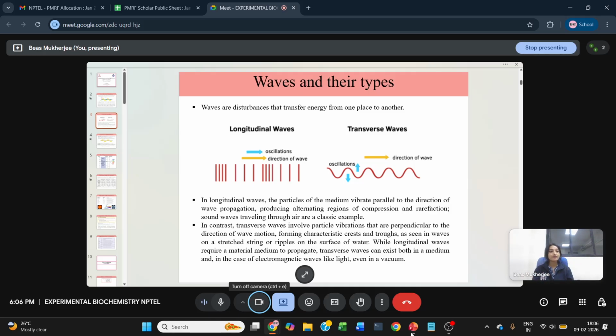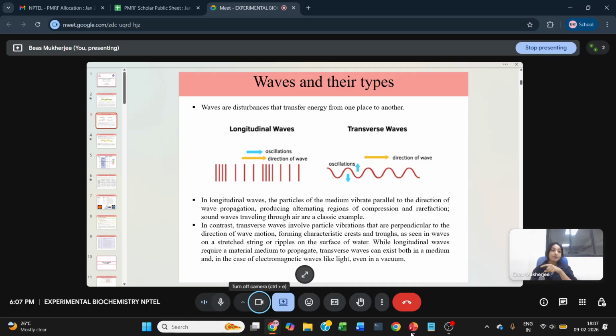In the right hand side figure, we see a transverse wave, and from the previous figure, we saw that all these EM radiations are transverse waves. In a transverse wave, the particles vibrate perpendicular to the direction of wave motion, forming characteristic crests and troughs. Crests are the high points and troughs are the low points, as seen in waves on a stretched string. When we take a stretched string and flick it, it forms these waves.